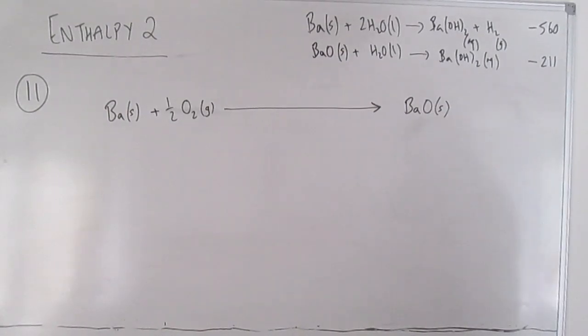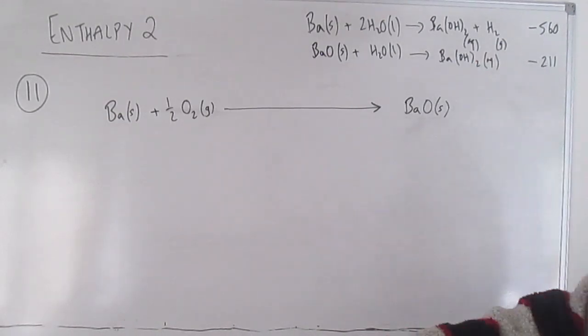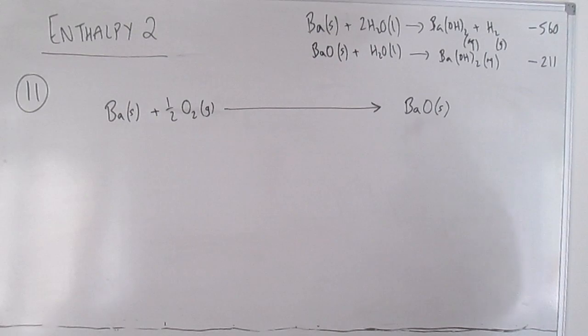Question 11 is a bit of a step up in difficulty because this is not a standard cycle. It's not just a simple combustion cycle with combustion products forming the link, or a formation cycle with elements forming the link. We've got different combinations of reactions. So let's first of all see if we can understand where this cycle comes from that they've put together.